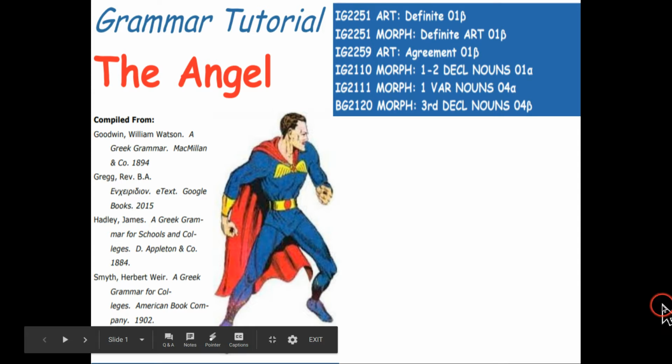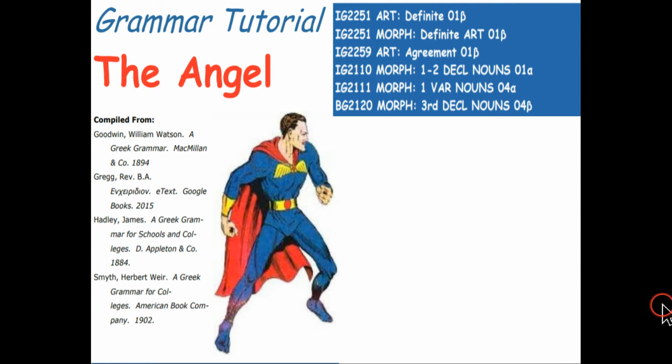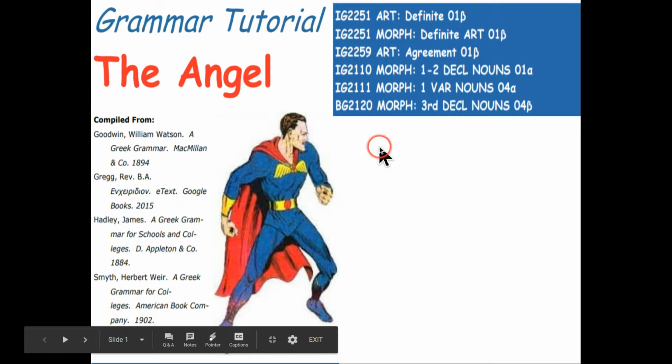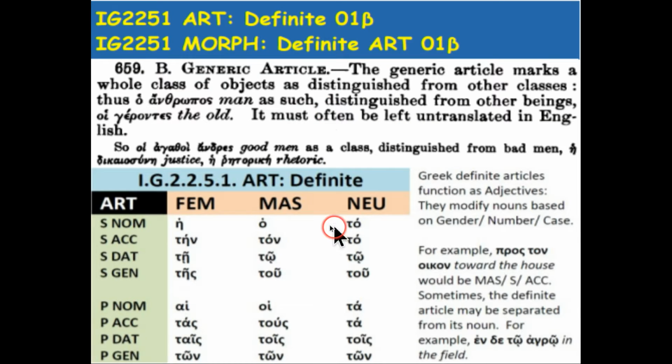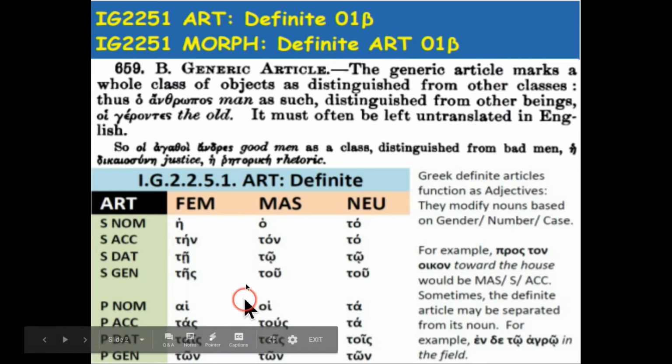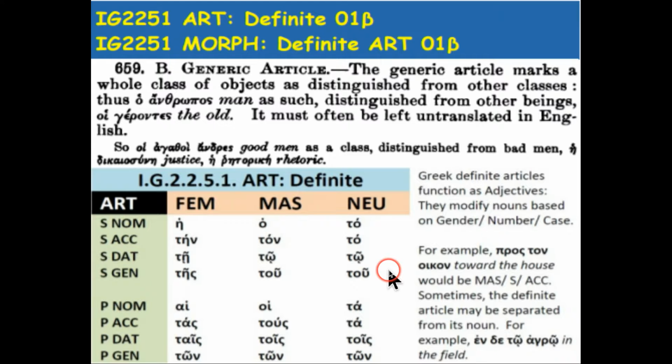All right. A grammar tutorial on the angel, one of the most essential forms you need to master for the National Greek exam. Starting with the definite article. We've already covered this in class. All definite articles agree with their noun in gender, number, and case.